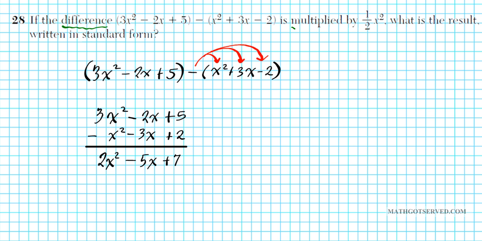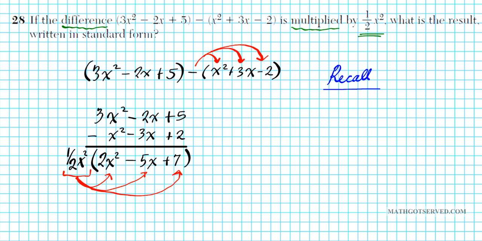We're just done with the first part, which is finding the difference. We're now supposed to multiply it by 1/2 x squared. So we're going to take this answer and multiply it by 1/2 x squared. To do that, we simply have to distribute 1/2 x squared as a whole to all 3 terms in the parentheses. Remember your rule of exponent. Let me just write that on the side. Recall, when you multiply exponents of the same base, let's say x to the a times x to the b, what do you do with the powers? You add, right? X to the a plus b. You don't multiply, you add.